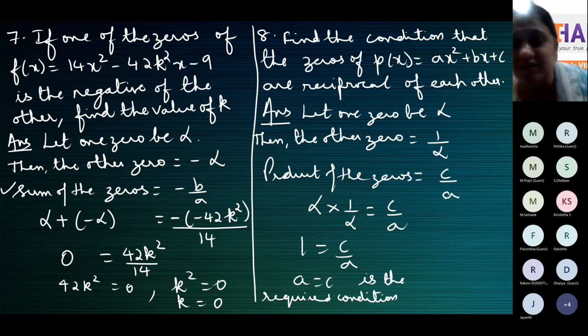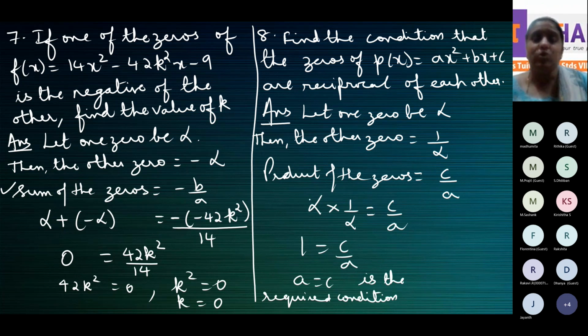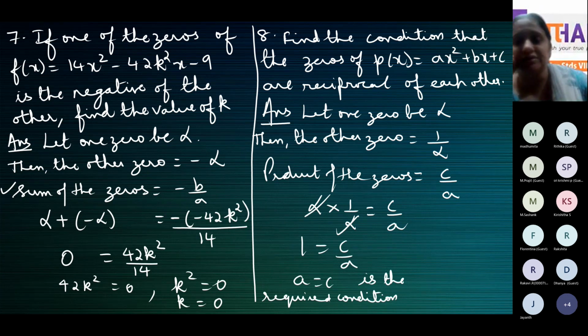If one is a reciprocal of the other, then go for product. Don't go for sum, go for product. Product of the zeros is c by a. Alpha into 1 by alpha is c by a. Then alpha and alpha will cancel and you get 1 is equal to c by a. So the required condition is a is equal to c. If a is 5, c also should be 5. That is the required condition.